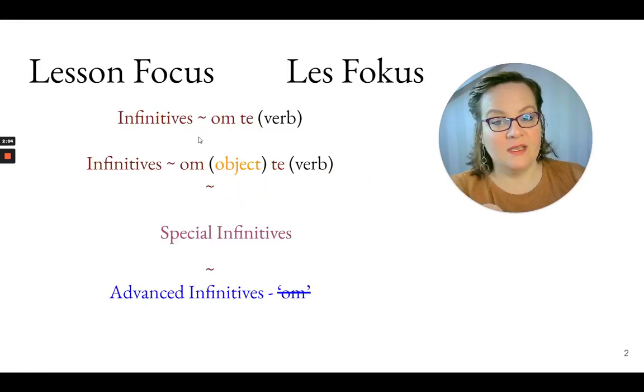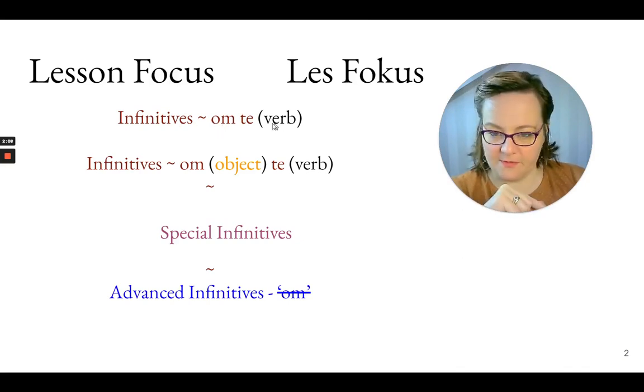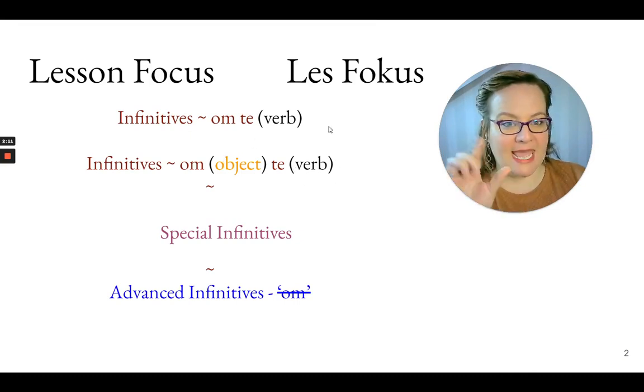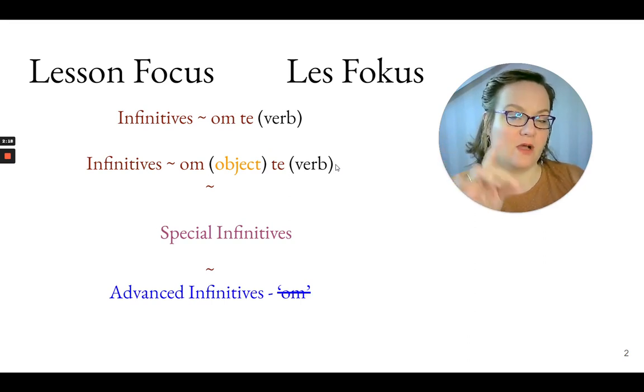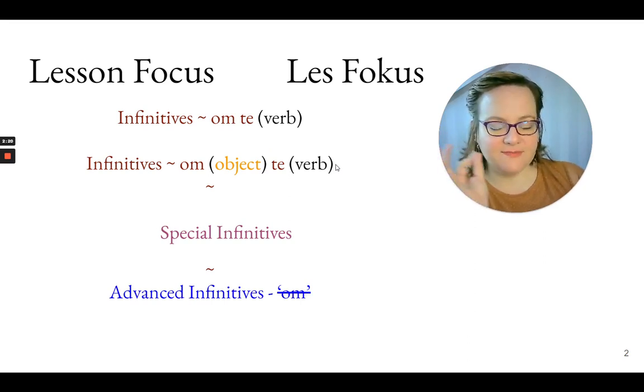Like I said, today is the infinitives with om, te and a verb. Infinitives with an object and a verb. And here is where the secret lies: what kind of verb you're using. A main verb, a helping verb, or a compound verb. They're actually quite easy, and we'll do them.